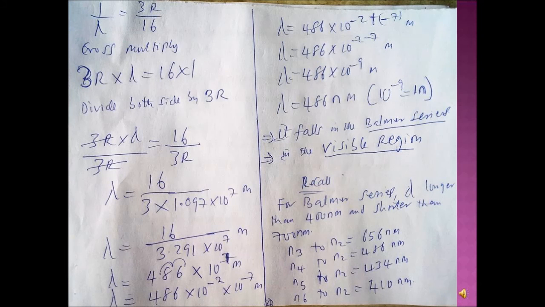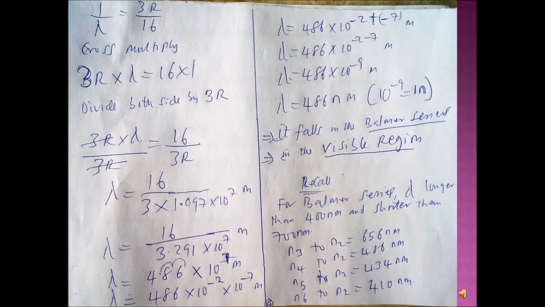Then when you cross multiply to make wavelength, that is lambda here, the subject of the formula, you divide both sides by 3R. The 3R cancels 3R. The wavelength is now left as the subject of the formula. Then you now have 16 divided by 3 times 1.097 times 10 to the power 7. By the time you do the division, just the way we did with our first calculation, you get 4.86 times 10 to the power minus 7 meter. You see? And then by the time we also convert it to nanometer, we get 486 nanometer.